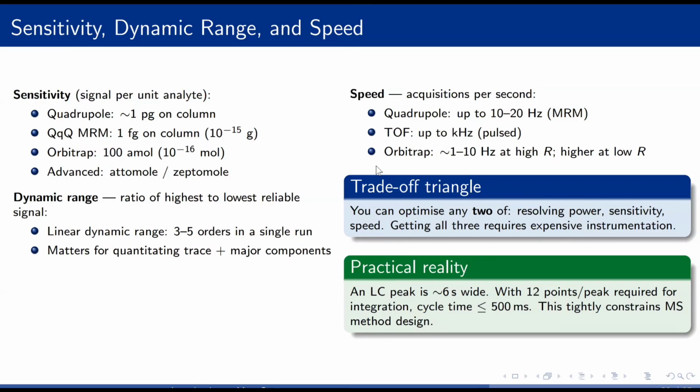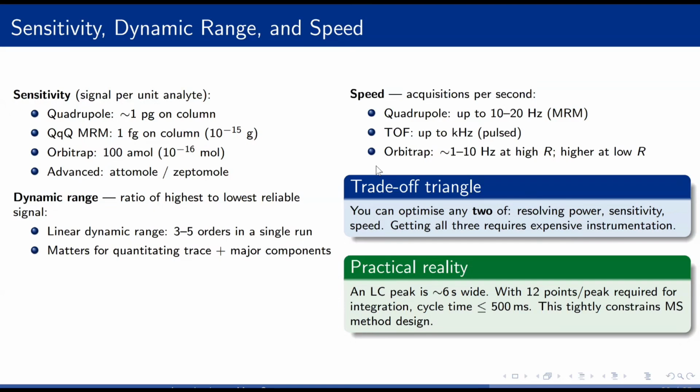And here's the trade-off triangle, which you should internalize. You can optimize any two out of resolving power, sensitivity, and speed. Getting all three simultaneously requires the most expensive instrument on the market. Higher resolution generally costs acquisition time. Higher sensitivity generally means you've optimized for a single mass-to-charge ratio rather than a full scan. Be skeptical of any vendor that claims all three at once.